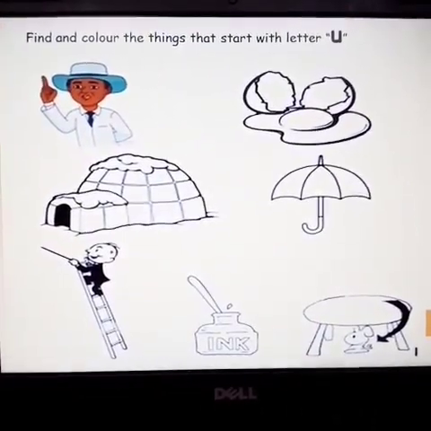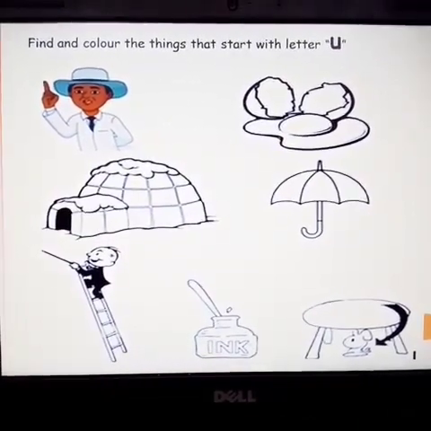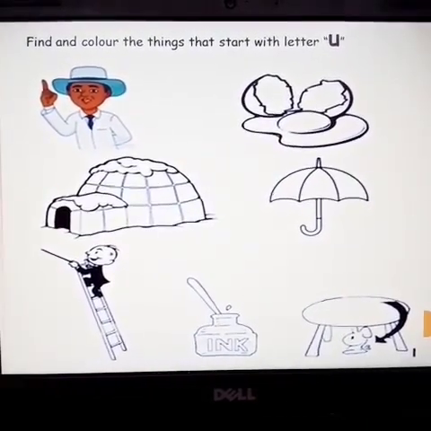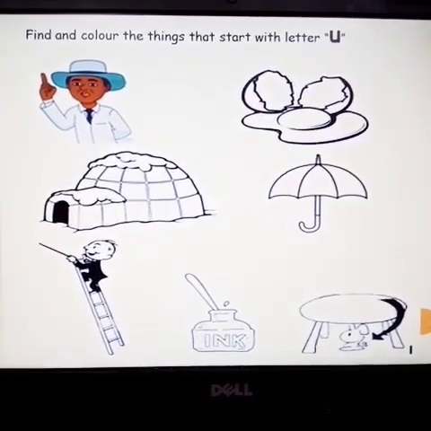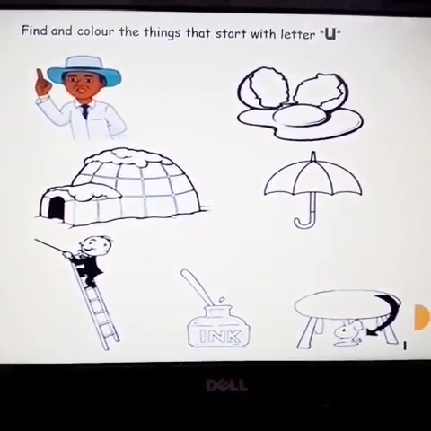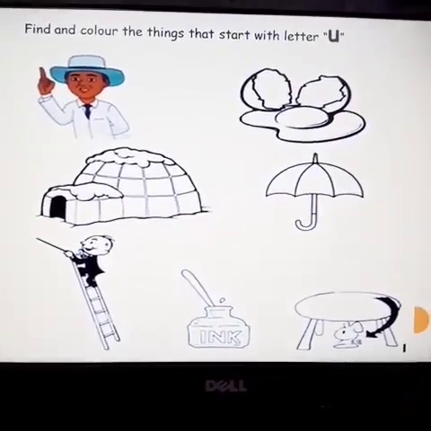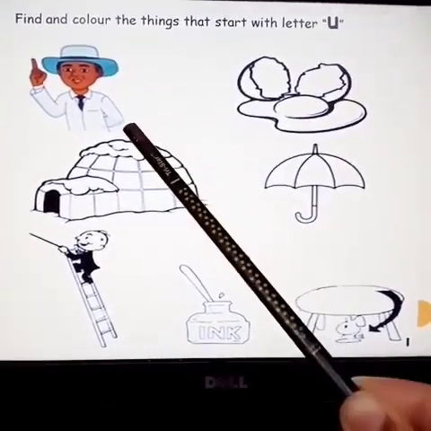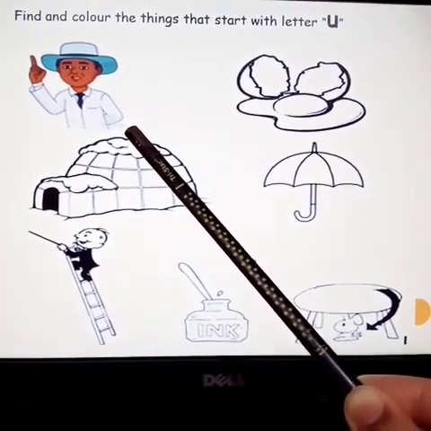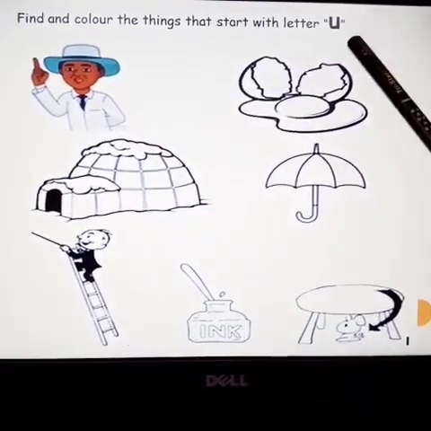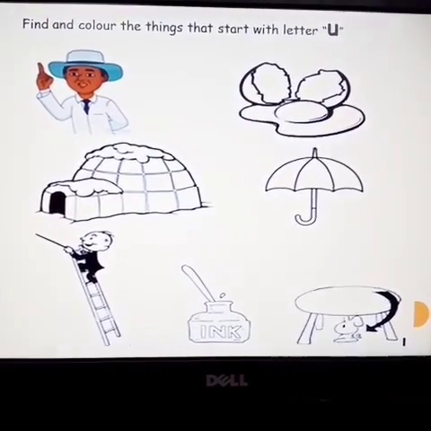The next worksheet is find and color the things that start with letter A. Now you have to find the friends of letter A and then color them, like I have done in this picture. This is an umpire. Umpire is the friend of letter A. Do you know who is umpire?